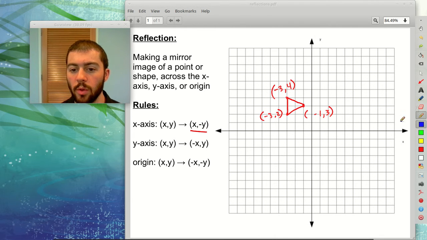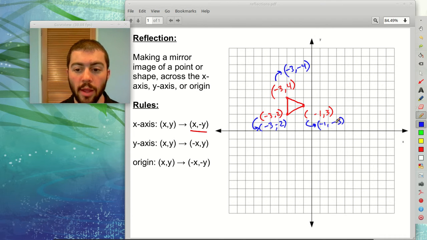If we do that, we would end up with (-3, 4) becoming (-3, -4). We would have (-3, 2) becoming (-3, -2). And then (-1, 3) would become (-1, -3).